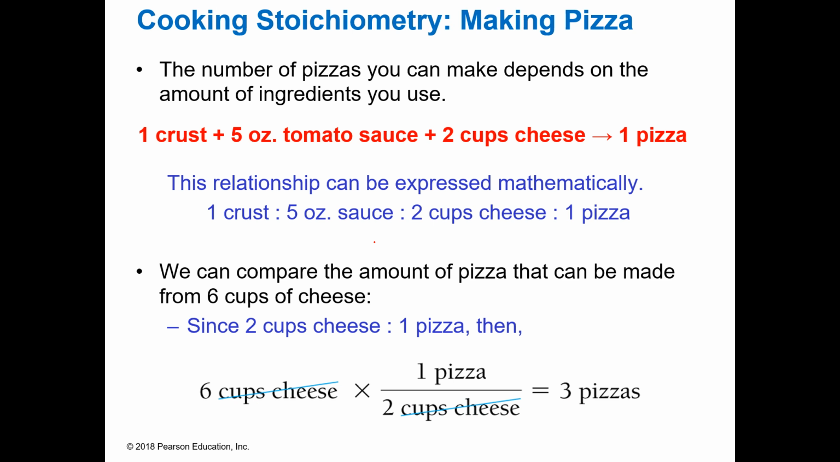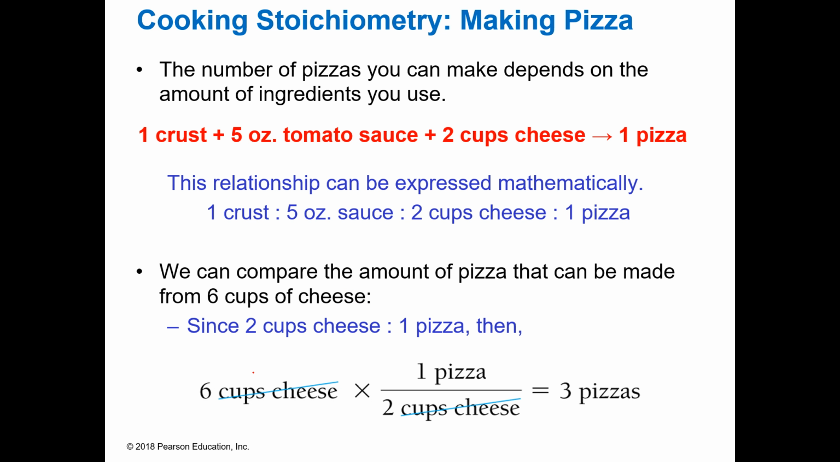I'll give you a real-life example. Let's say we want to make a pizza, and we need 3 things. We need a crust, 5 ounces of tomato sauce, and 2 cups of cheese, and that gives us our pizza. So these are our reactants, and the pizza is our product. Well, let's say, for example, I have 6 cups of cheese, and I have enough of everything else. How many pizzas can I make?